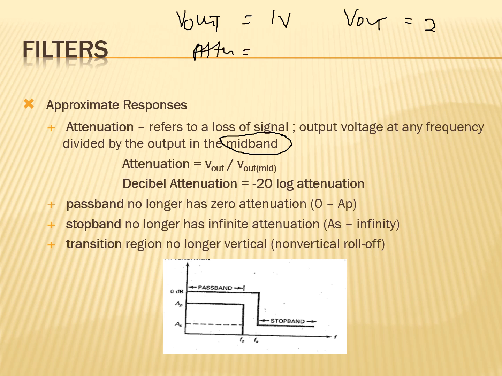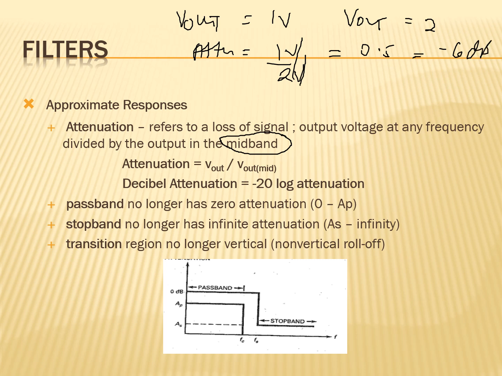So attenuation is given by 1 volt divided by 2 volts. The volts will be cancelled out, so this is unitless. This is equivalent to 0.5. Okay, so 0.5 is equivalent to negative 6 dB.